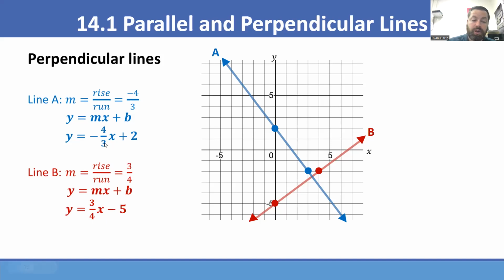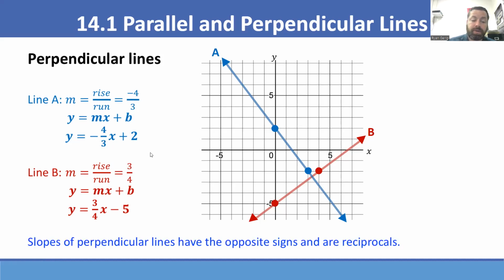Now let's look at those two slopes. Those are not the same, obviously. One of them is positive and one of them is negative. Line B was a positive slope. Line A was a negative slope. They also look like the fractions were flipped. Okay? And that's the two things that you need to have perpendicular lines. Slopes of perpendicular lines have the opposite signs and are reciprocals, or flipped fractions.